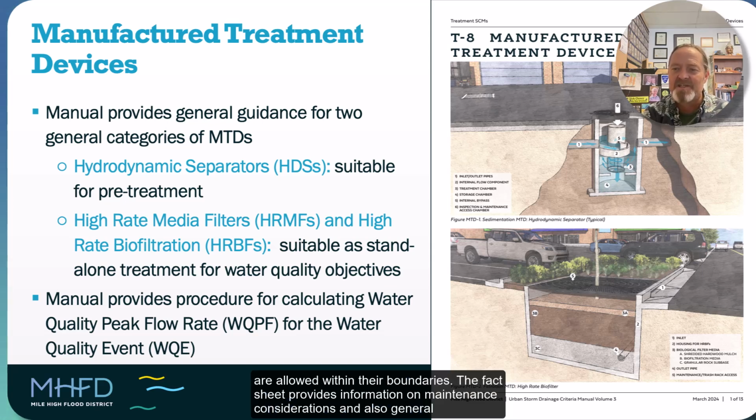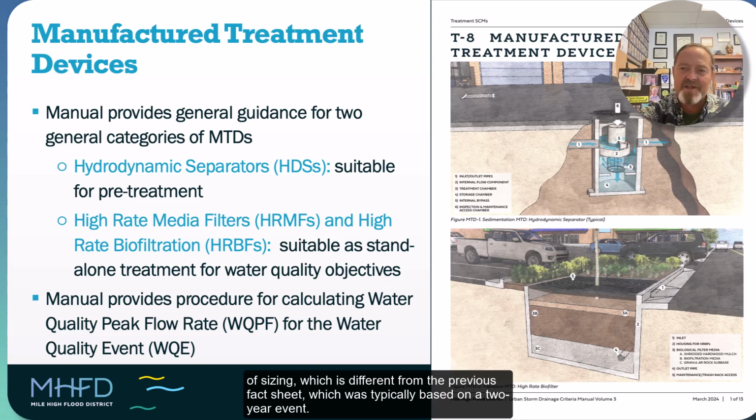The fact sheet provides information on maintenance considerations and also general steps included in design, while recognizing that the design process may vary depending on the manufacturer. A major change to MTD design is that the new fact sheet provides for water quality peak flow rate as the basis of sizing, which is different from the previous fact sheet, which was typically based on a 2-year event.